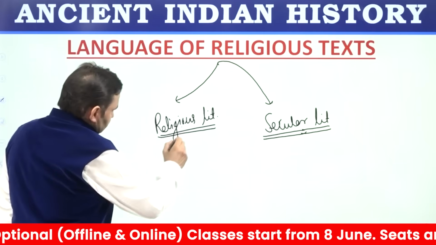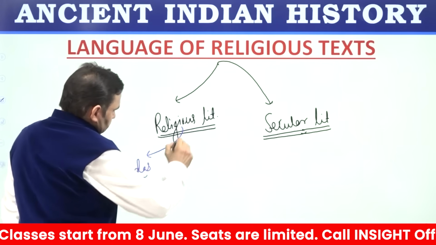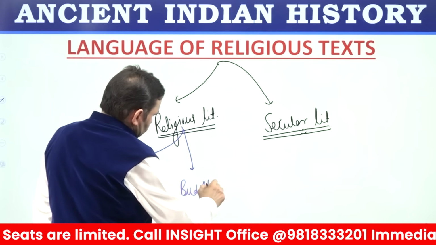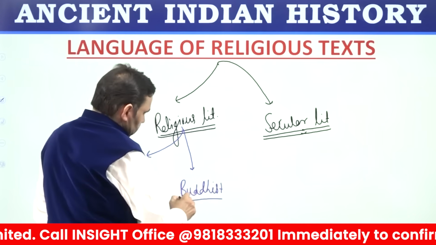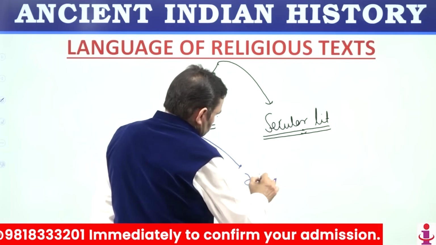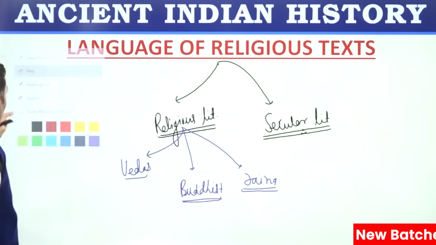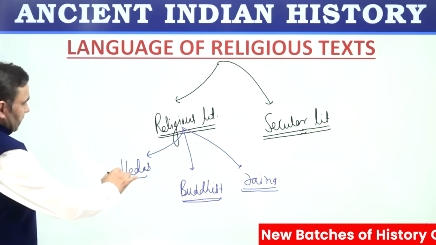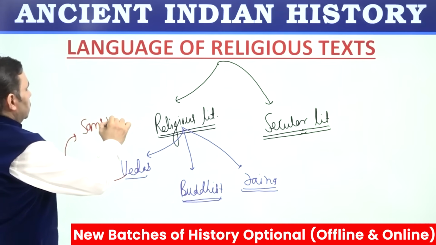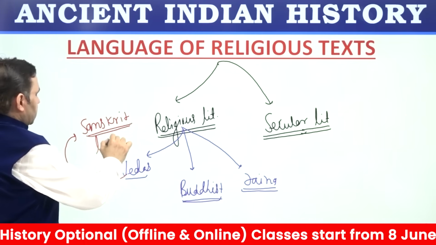So among religious texts, we can see the Vedas, we can see Buddhist literature, and we can see Jaina literature. So the Vedas were composed initially. Again, you have to understand the meaning of composed. The Vedas were composed in the Sanskrit language, or the Vedas are in the Sanskrit language.